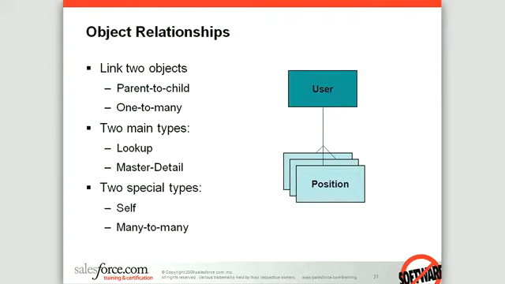There are 2 actual types, and by actual I mean when you go into the tool, you're going to see lookup as an option and master detail as an option. So these are 2 different types of one-to-many relationships that you can identify. Now there are 2 special types. These are simply ways to implement the other 2. We'll talk about these in a second, but there's no actual option for creating a self relationship. There's no option for creating a many-to-many, but we'll show you how you would do that using lookups and master details. Okay?